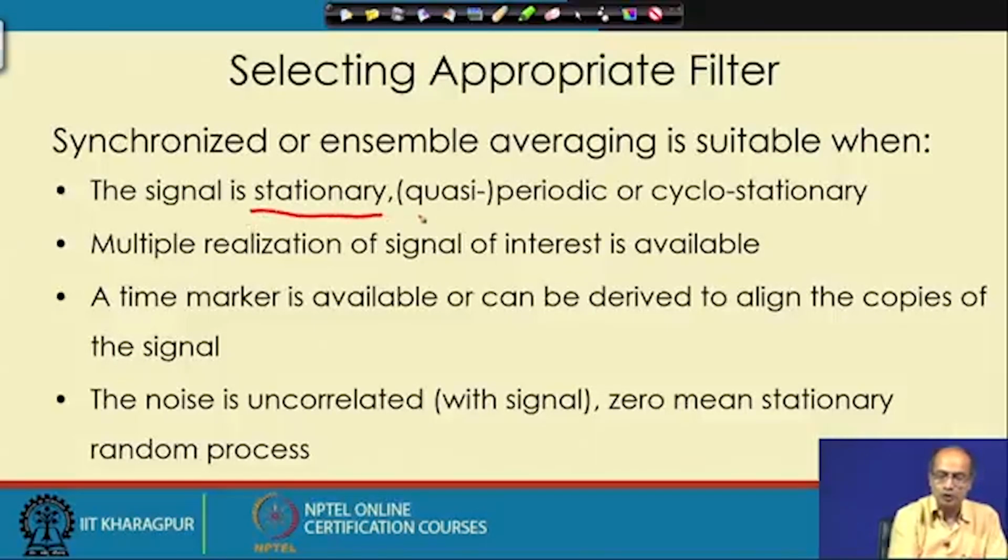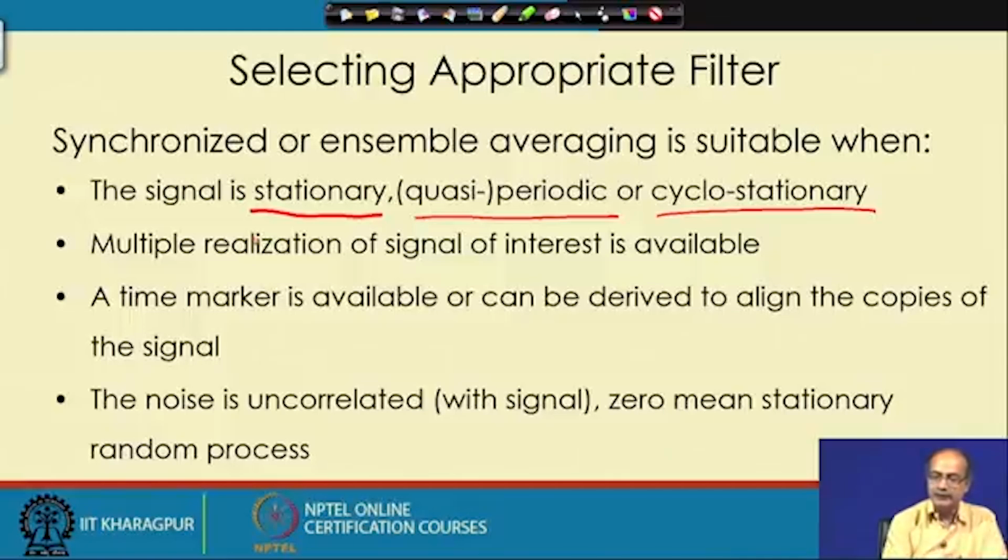or quasi-periodic or cyclostationary. What do we mean by that? By stationary we mean that it is at least weak sense stationary, or if it is periodic, if not exactly periodic, but the periodicity is slowly changing, so it is quasi-periodic, just like ECG.